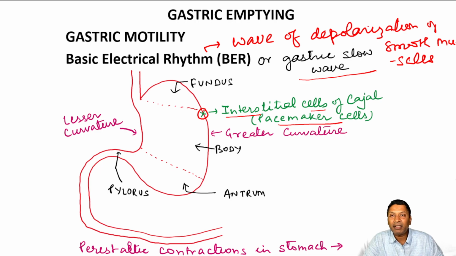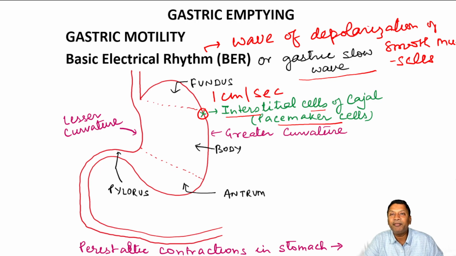They will initiate the basic electrical rhythm, and this basic electrical rhythm is what? A wave of depolarization. The depolarization will lead to the depolarization of the smooth muscle, and the depolarization of smooth muscle will lead to the contraction of this smooth muscle, right? This contraction of the smooth muscle at the fundus is approximately 1 centimeter in 1 second, right?